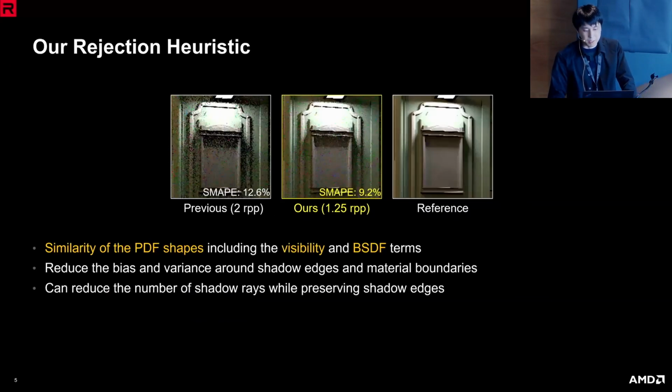In this paper, we introduce a new method of rejecting spatial reuse based on the similarity of PDF shapes. Since the target PDF includes the shadow term and BSDF term, our method can reduce variance and bias around shadow edges and material boundaries. By using our method for a ReSTIR variant that uses shadow ray visibility, we can reduce the number of shadow rays while preserving shadow edges.